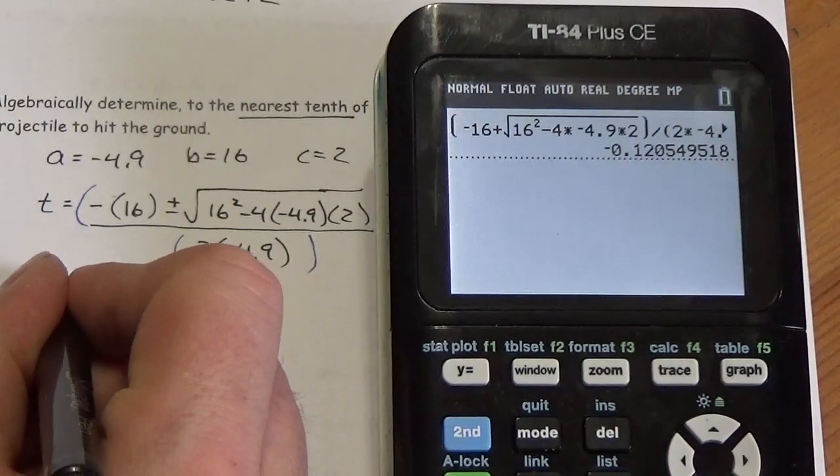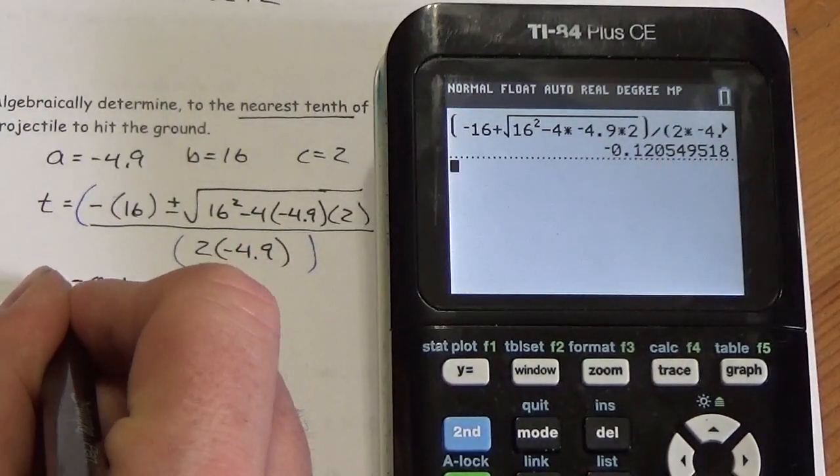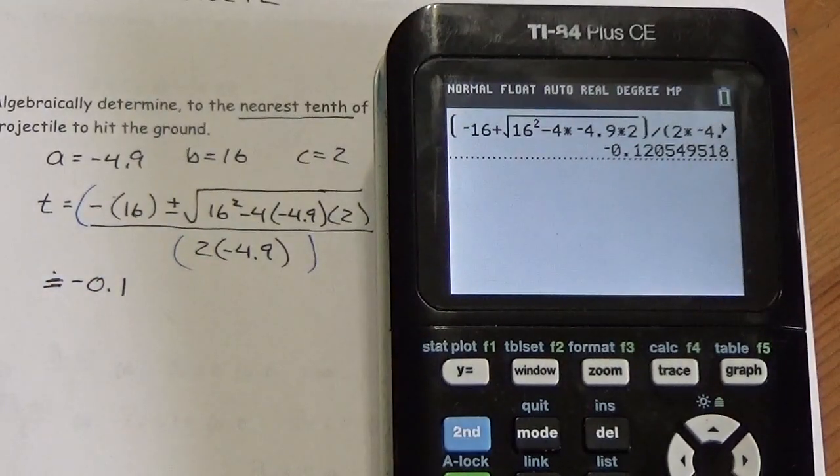And I'm going to actually put an approximate symbol, because I had to round this, so it's not exactly equal to negative 0.1, it's just approximately equal to.